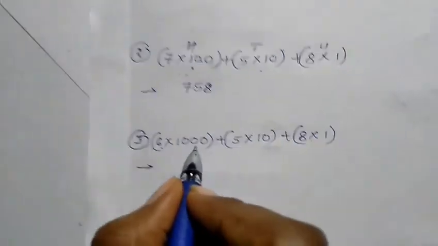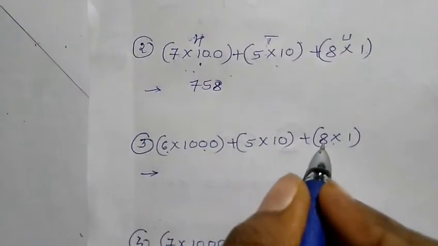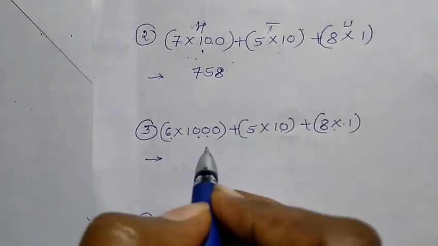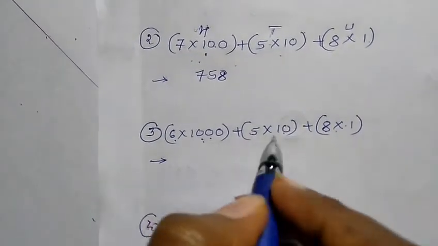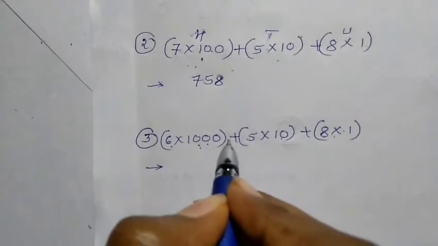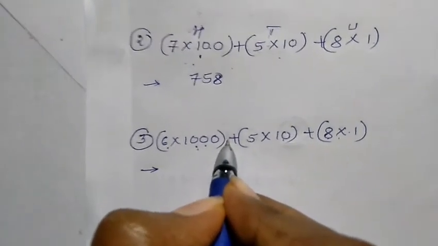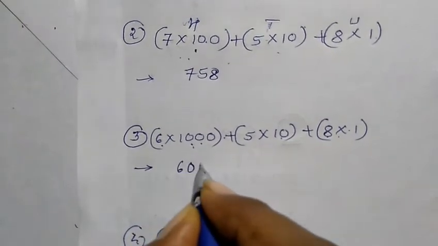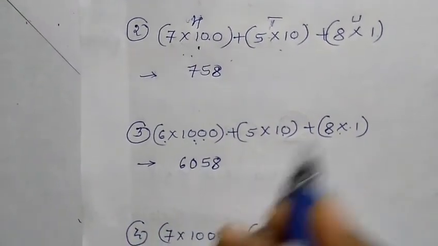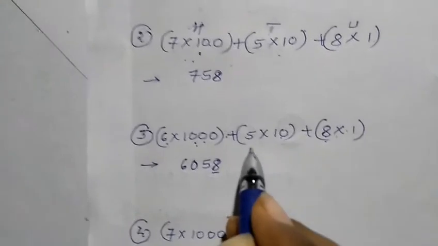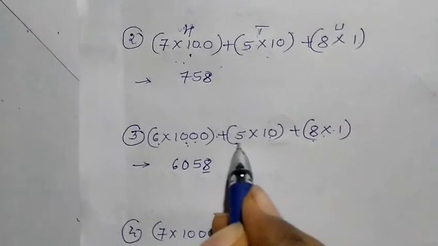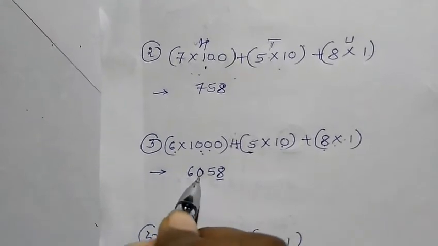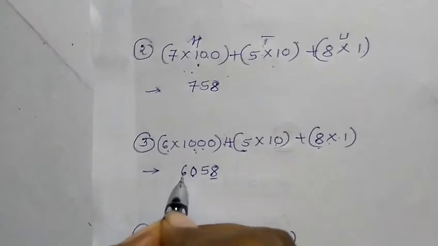So 6 into 1000, 5 into 10 and 8. So unit place, 10 place, 1000 place. That means the 1000 place has been given here, but the 100 place is not there. That means there is a 0. So you can write 6058. Observe 8 at the unit place, 5 at the 10th place. Here the 100 place has not been given, so 0, and 6 at the 1000 place.